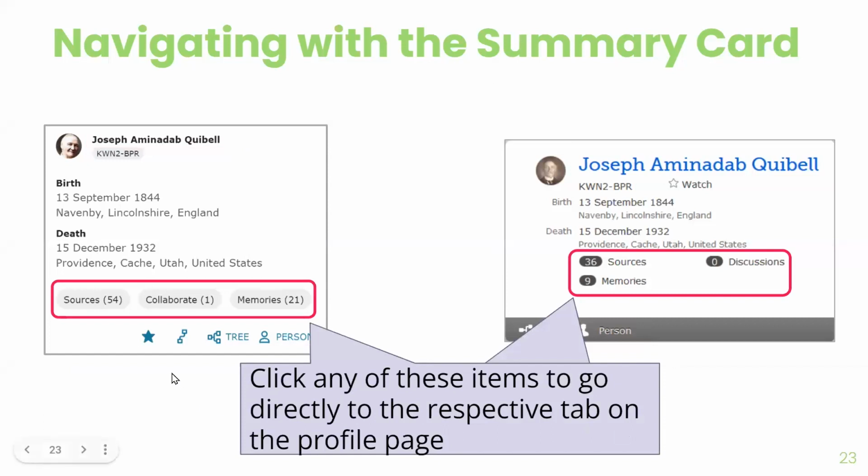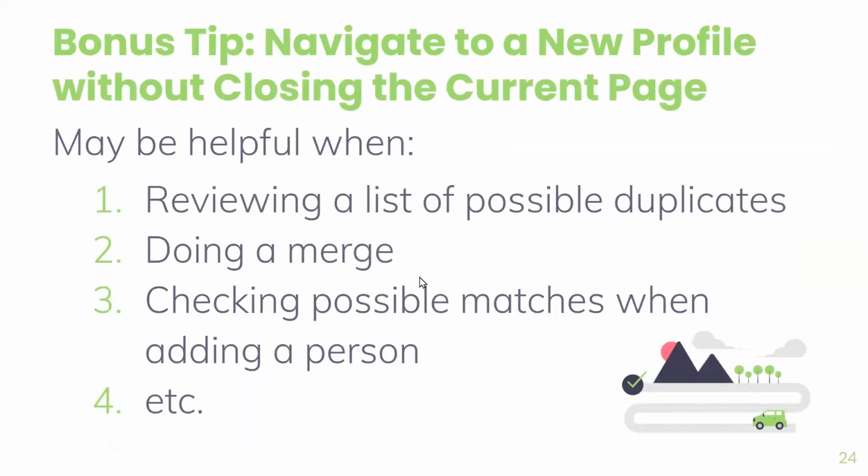And here's another cool tip that I've noticed is not widely known, and that is that these buttons here are actually shortcuts to the particular tab of the profile page. So for example, imagine that you were on the tree view in the summary card and you knew that you wanted to go straight to sources. If you click the name, it will take you to the details page. And then you'd have to click again to get to sources. But if you click sources, it takes you straight to the sources tab, or collaborate straight to that tab, memories, same thing. So that's a cool little shortcut.